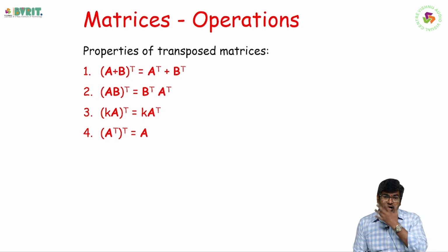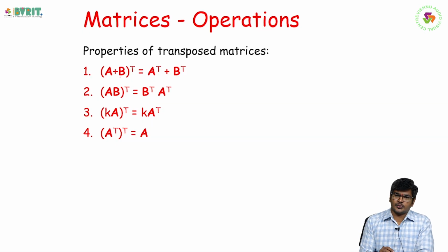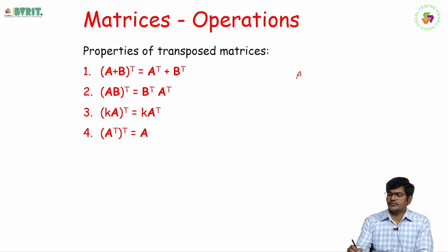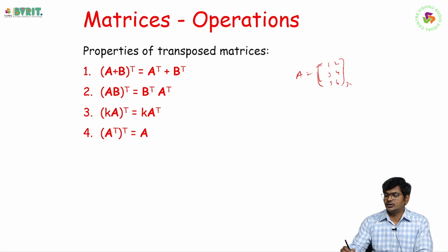What are the properties of the transpose matrix? A plus B whole transpose is equal to A transpose plus B transpose. AB whole transpose equals B transpose into A transpose. And K into A whole transpose, where K is a scalar, equals K into A transpose. A transpose whole transpose equals A. Again an example, A is equal to 1 2 3 4 5 6. What is the order of the matrix? 3 by 2.